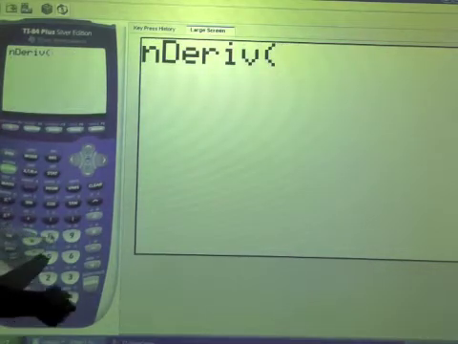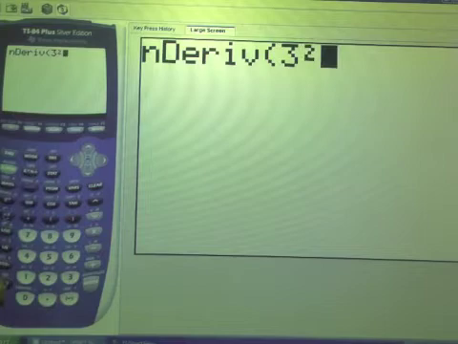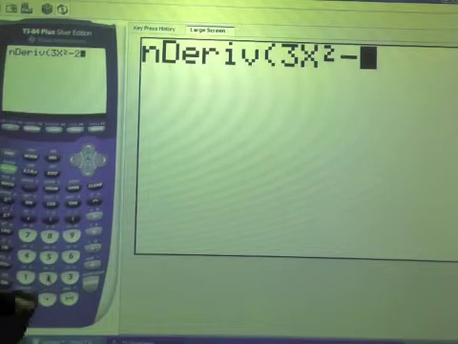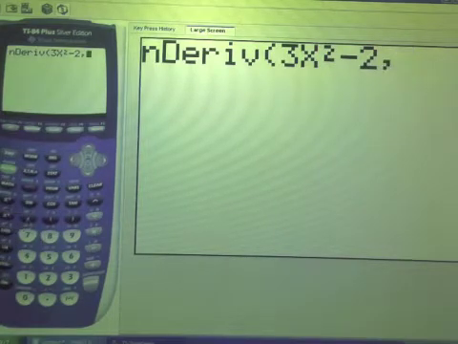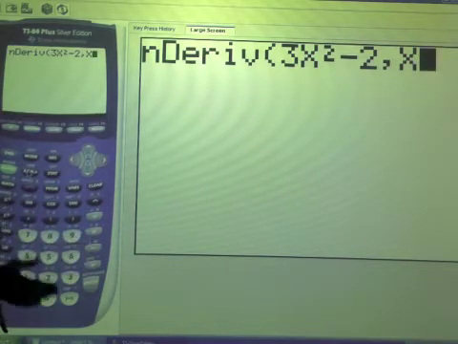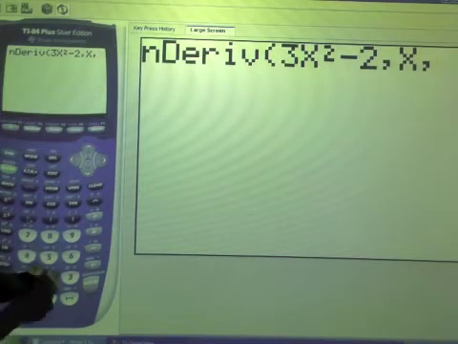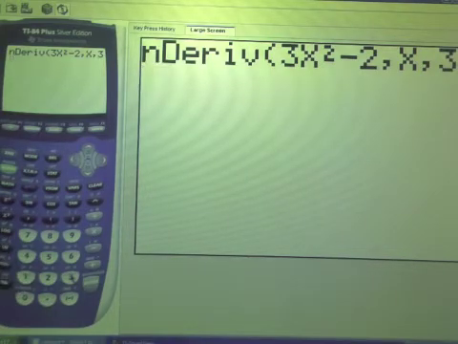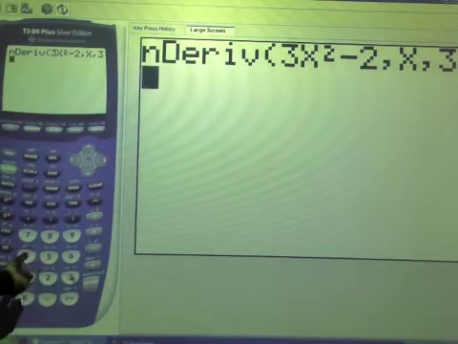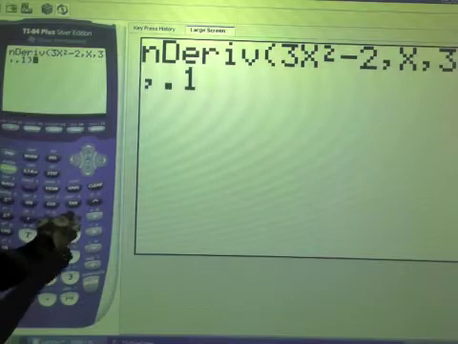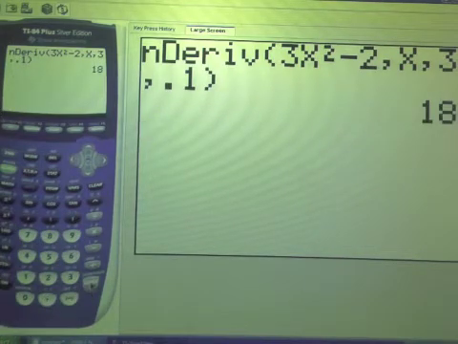And you type the function, which in this case was 3x squared minus 2. You always put comma, it's right above the 7, comma x. You always do comma x because you're telling it what's the variable. Comma, the number where you want to find the derivative, which in this case is 3. And then if you knew a particular value for h, you could plug it in. Okay, so I'll put comma, let's say I want to do with 0.1. So I'll put 0.1 for h. Okay, push enter, and it'll tell you the slope is 18 at that particular point.